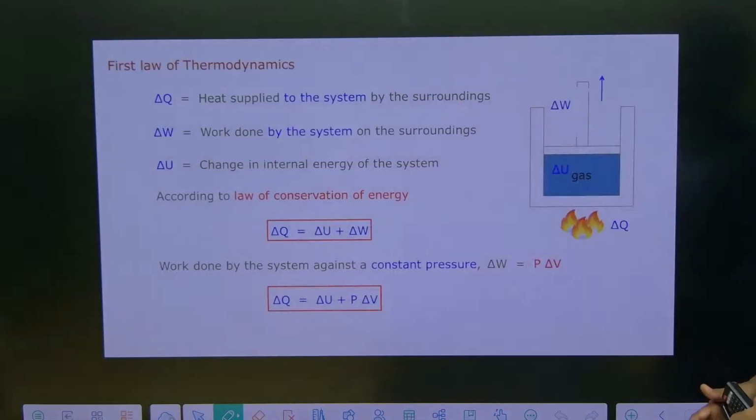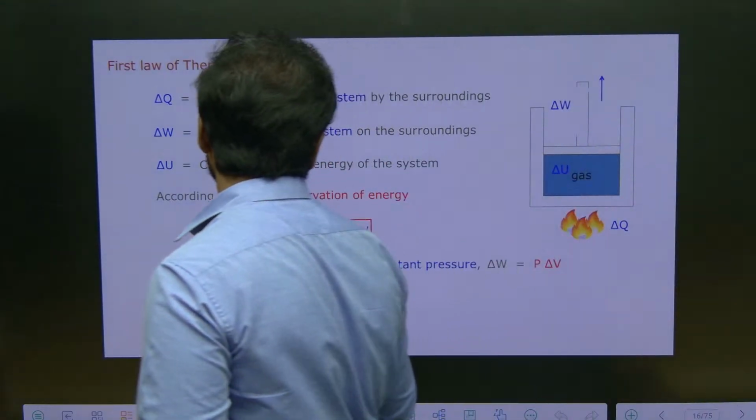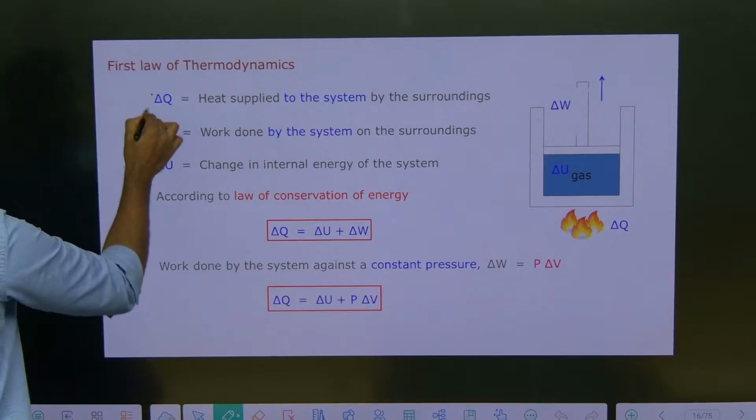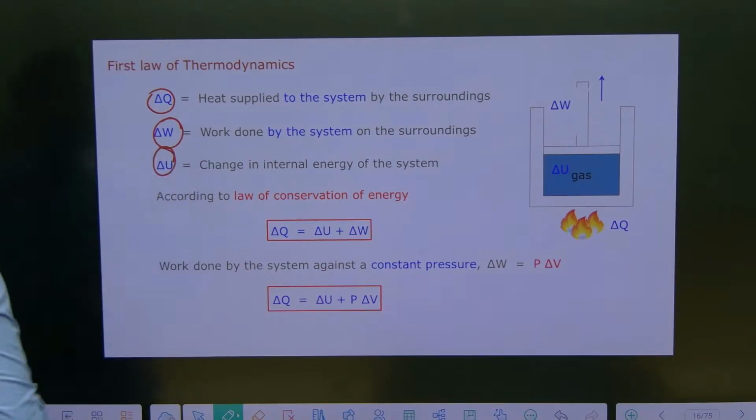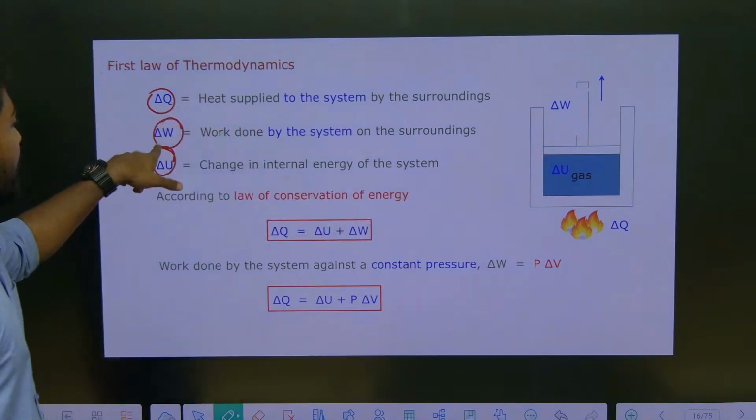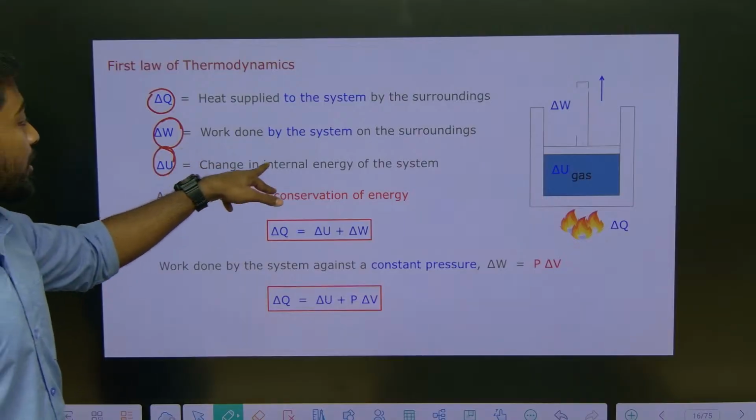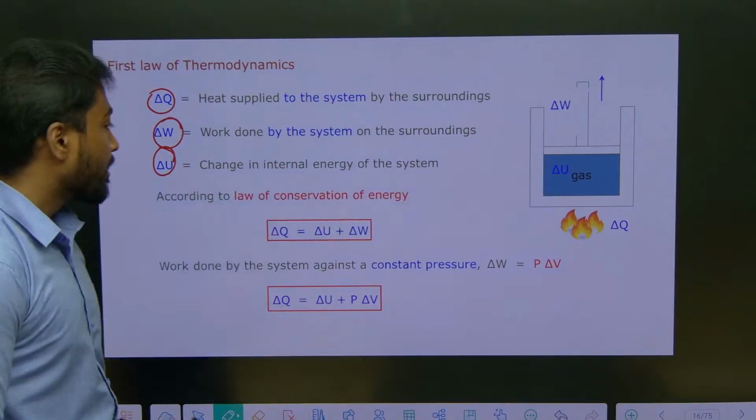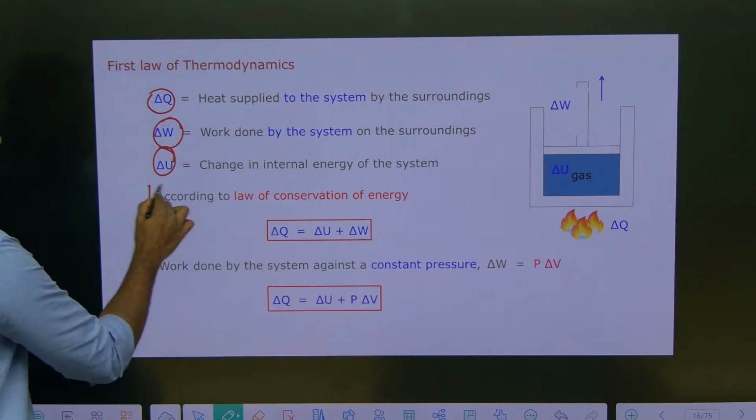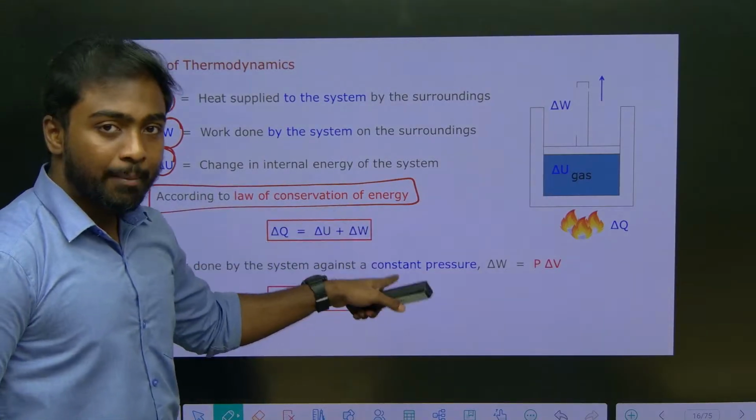Next one, first law of thermodynamics. What are the things available? Delta Q, delta W, delta U. Delta Q means heat supplied to the system by the surroundings. Delta W is work done by the system on the surroundings. Delta U is change in internal energy of the system. So according to the law of conservation, delta Q is equal to delta U plus delta W.